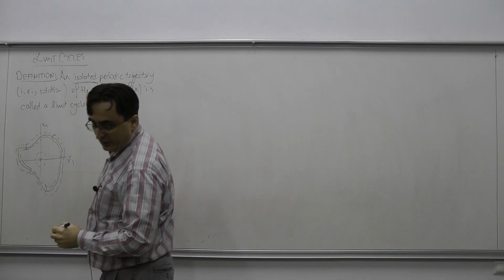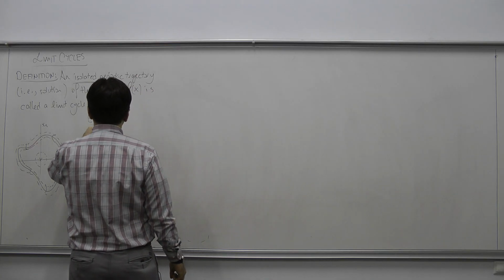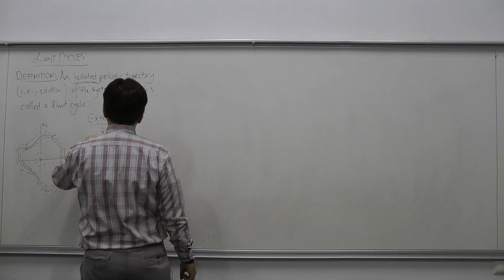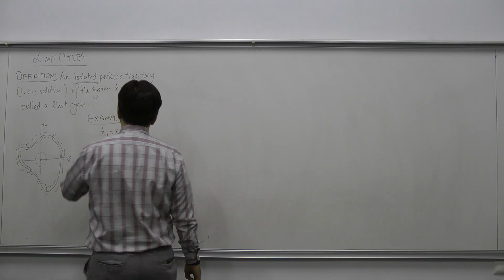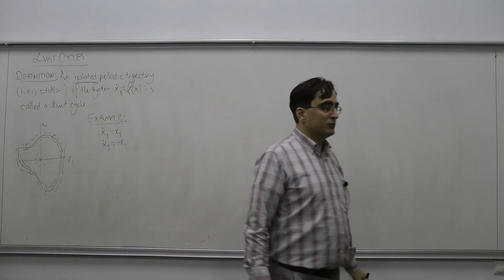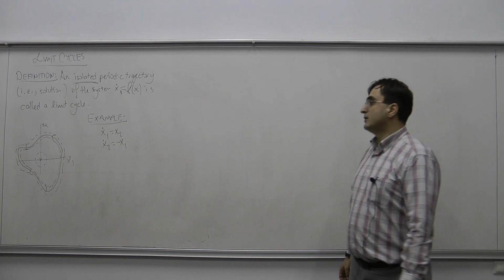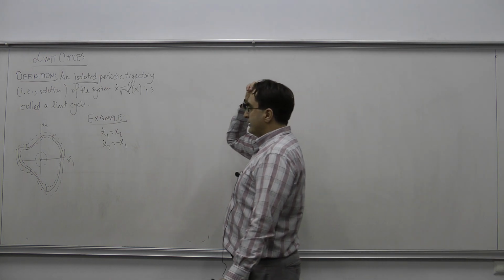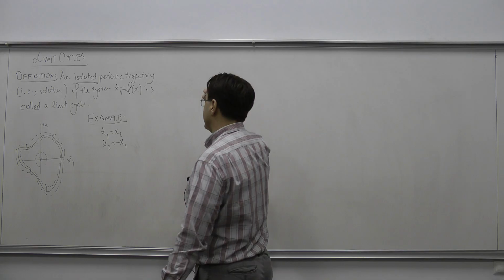This is going to be a linear system, and I would have x1 dot that is equal to x2, x2 dot that is equal to minus x1. It's a very, very simple example. Let us obtain the trajectories of this system.